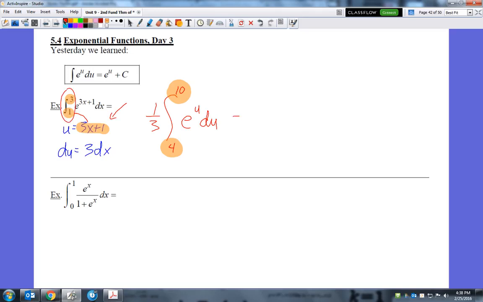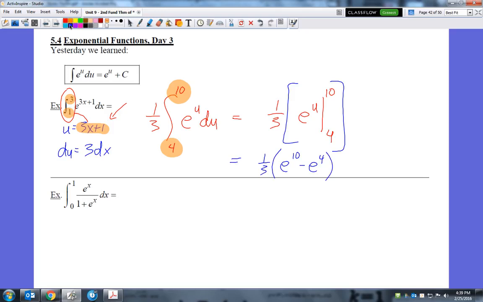Okay? So this would be 1/3 e to the u is e to the u, the integral of it is, and it's going to be bounded from 4 to 10. Now I will use constant multiple rule just because that's what I do, but you can include the 1/3 in there if you want, because then this would become e to the 10th minus e to the 4th, and it's going to be 1/3 is multiplied with all of that. And that would be your answer.